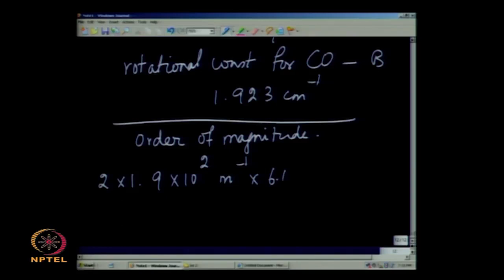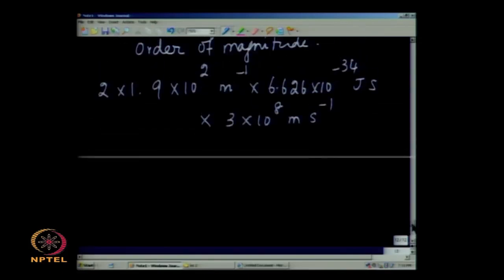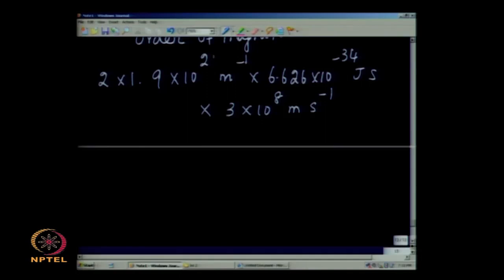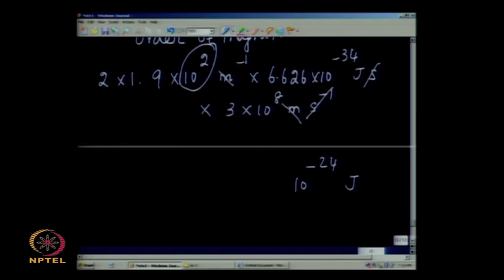And h is 6.626 into 10 raised to minus 34 joules second, and c, the speed of light, let us simply write 3 into 10 raised to 8 meters per second. So, the approximate energy that you have for 2hcB, this corresponds to E1. Let us first collect the orders in terms of the powers of 10. What you have is minus 34 plus 8, which is minus 26, and 2, minus 24. So, you have 10 raised to minus 24.